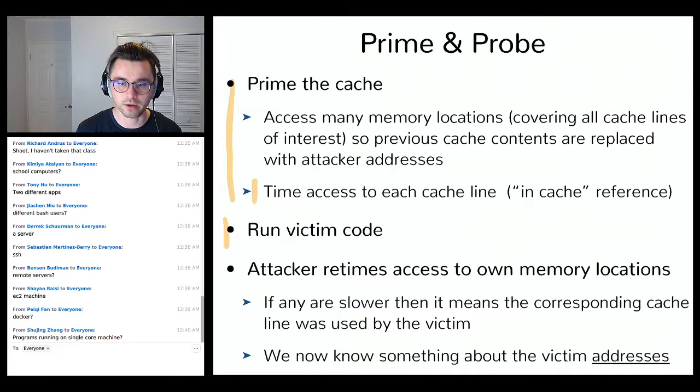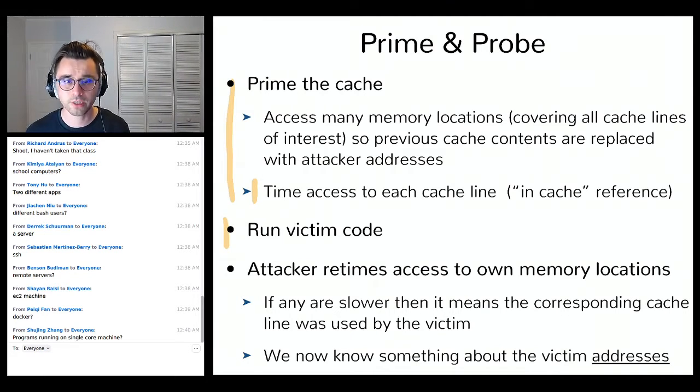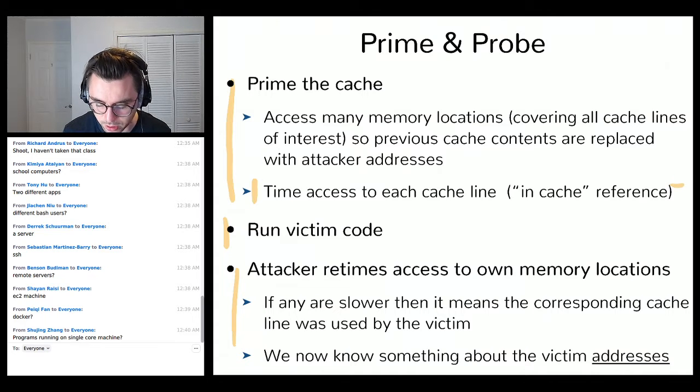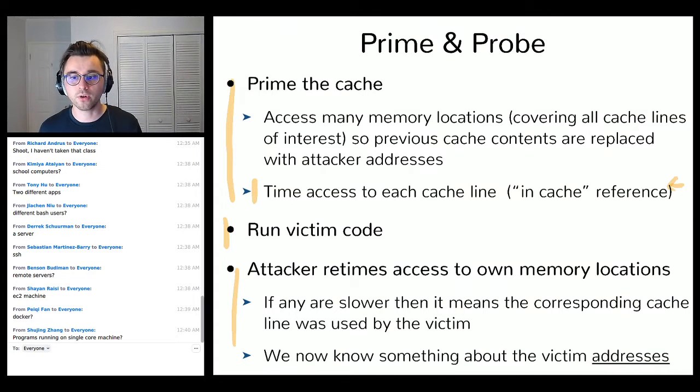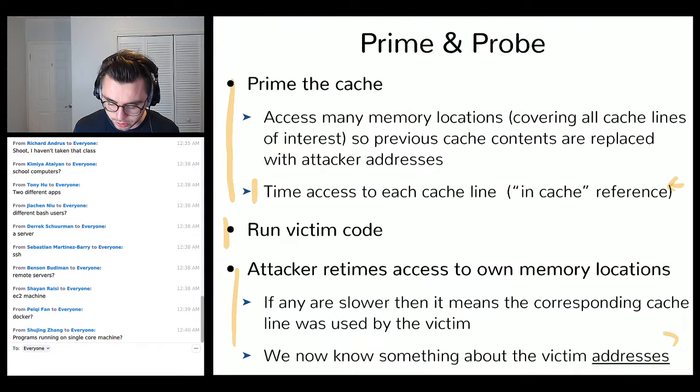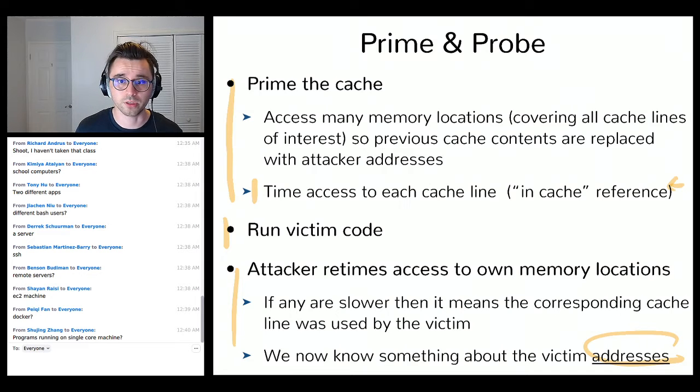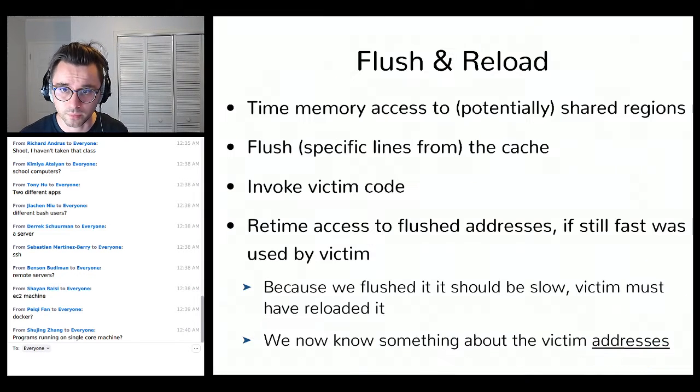Then we're going to, again, run the victim. The victim runs, and it might evict certain cache lines. Now we measure again, within our own program, the cache lines that we measured in the baseline. If they're any slower, that means the cache line was evicted by the victim, which again tells us something about the access patterns of the victim program.